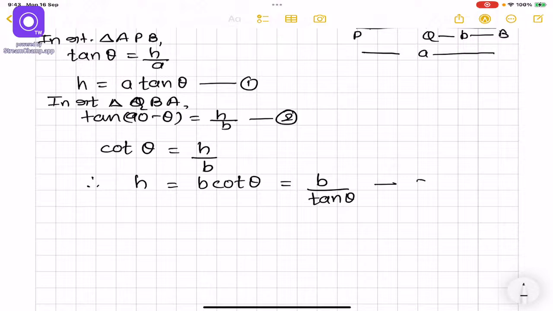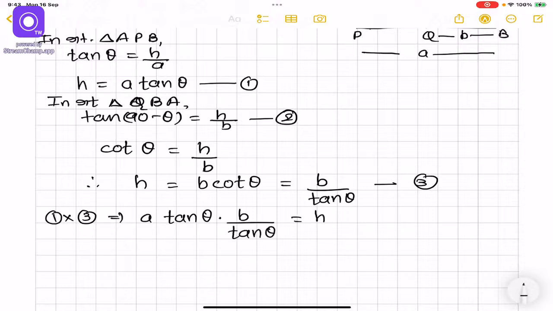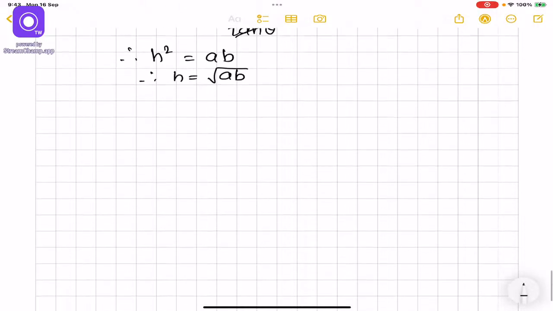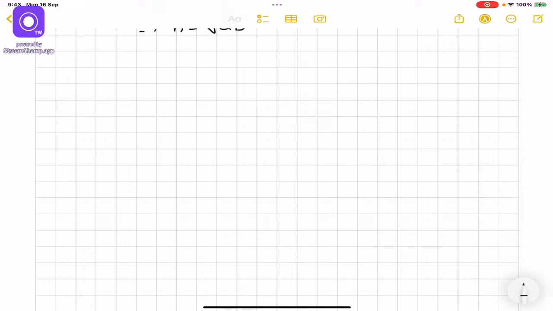Now if I give this 3 number, 1 into 3, if I multiply, I get A tan theta into B upon tan theta will be equal to H square. So tan theta got cancelled, therefore H square equal to AB. So therefore H equal to root of AB, and this is only asked to me. Now coming to the next sum, that is 7th one.